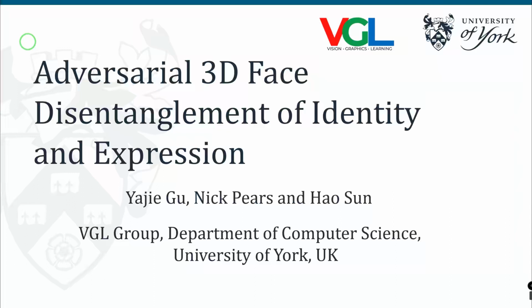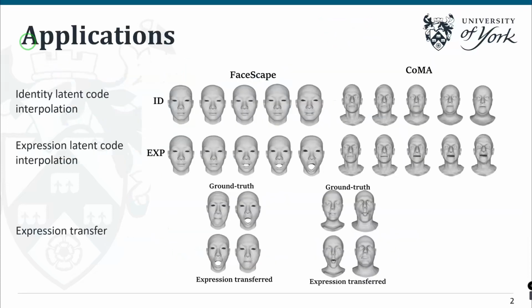Here I will introduce a quick overview of our paper, Adversarial 3D Face Disentanglement of Identity and Expression. There are many applications. They all rely on a good disentanglement of identity and expression, and it helps to understand 3D facial images from the shape. So, based on this purpose, we proposed a new framework for 3D face identity and expression disentanglement.